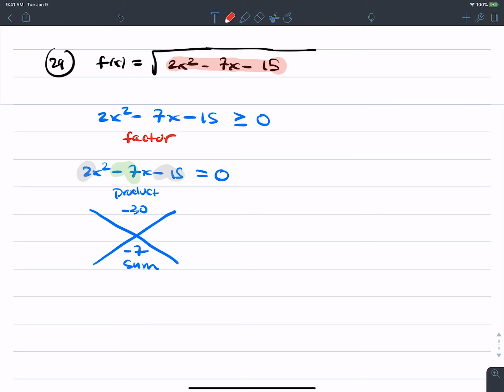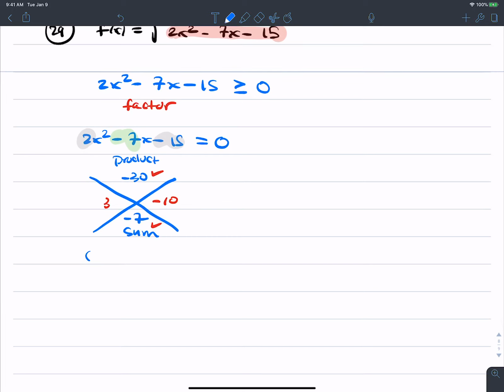So what are the numbers? For 30, we can say 2 times 15, 3 times 10. It looks like a 3 and a 10 gets pretty close. Remember, 3 times 10 is 30. One of them has to be negative. The 10 has to be negative. A positive times a negative will be negative. Now 3 plus -10 is -7. So these are the numbers here.